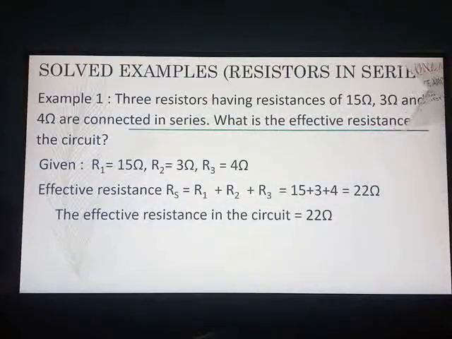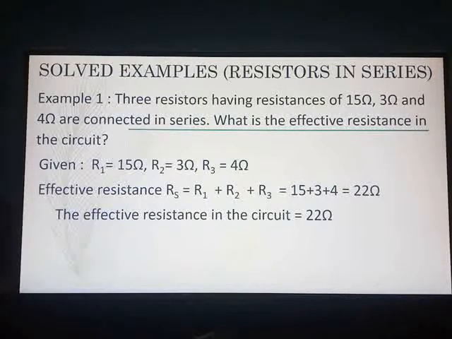The revision which I am going to take will be for solved examples. Resistors in series. We start with the solved examples for resistors in series because all the numericals of the textual part I have already covered in my previous videos. Solved examples I had not taken, so we will take them up as a part of our revision.